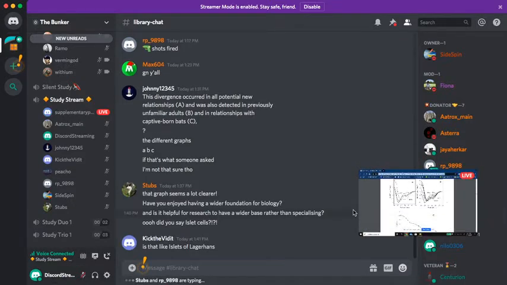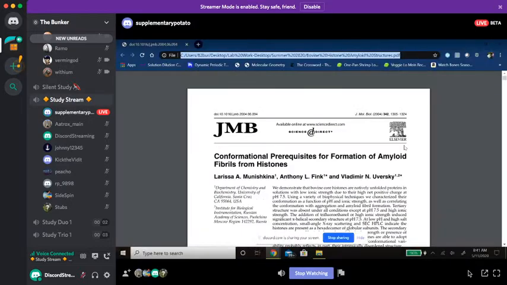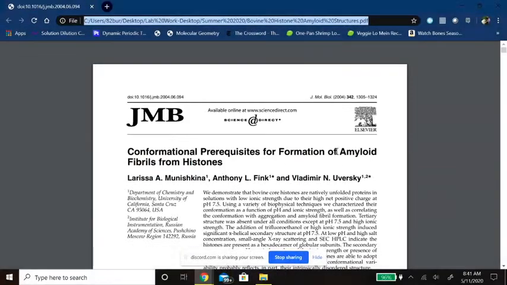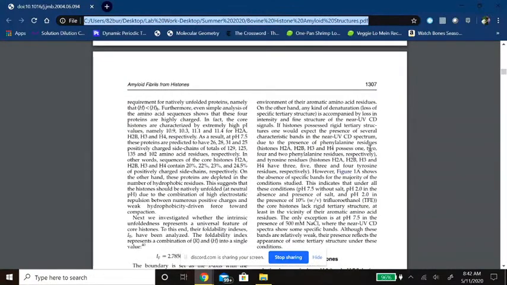Let me show you guys this. So this is from an article called Conformational Prerequisites for Formation of Amyloid Fibrils in Histones. The specifics of understanding what amyloid fibrils are: not the pancreas, it is not like the islets of Langerhans, they're the cells that produce the chemicals involved in glucose regulation. It has to be type 2 diabetes, whoever said type 1 diabetes. So it's interesting. It's incredibly specific.